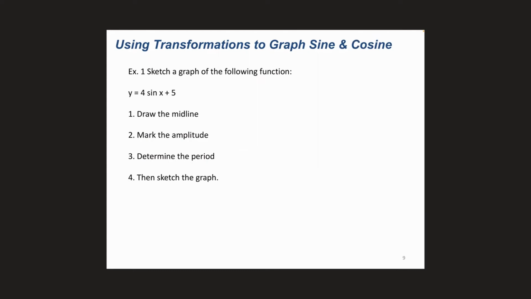So here I want you to do this with me. We have y equals 4 times the sine of x plus 5. So we know that the amplitude is equal to the absolute value of 4, which is 4. The period is equal to 2 pi over b. In this case, the value of b is 1. So my period is 2 pi. The midline is at y equals 5.